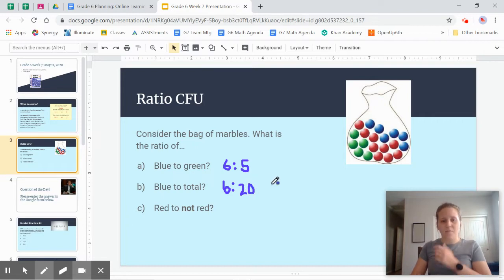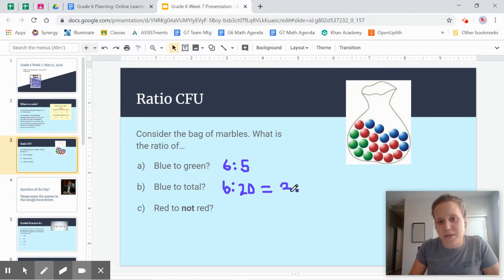All right, one thing that I want to point out here is that you can simplify ratios, and often you should. So in this case, think about 6 to 20. Can you visualize it like a fraction? 6 over 20. Can you simplify that? Oh yeah, you can. I can divide each of those numbers by 2, and I'd have an equivalent ratio, 3 to 10. So the ratio of blue marbles to total is 6 to 20, or 3 to 10.